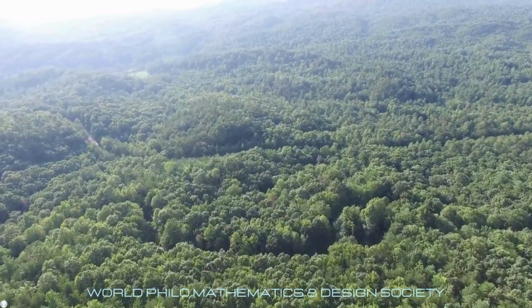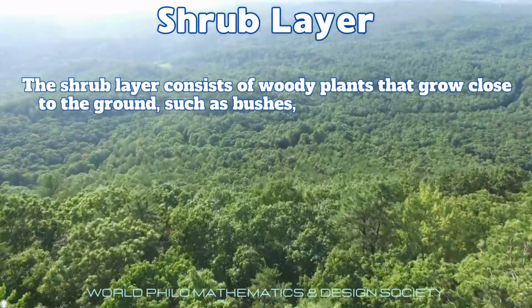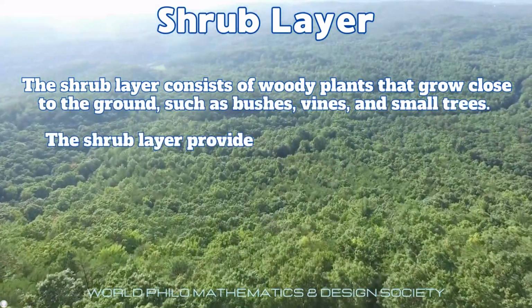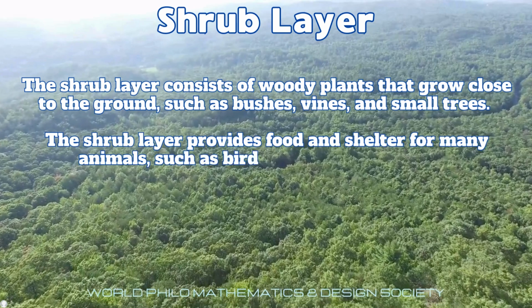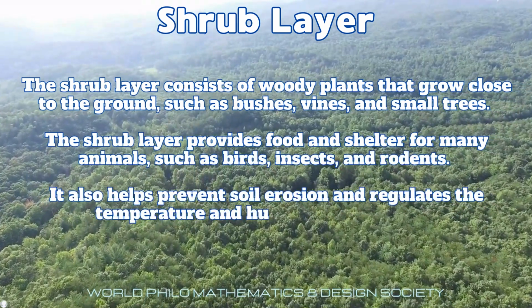The shrub layer consists of woody plants that grow close to the ground, such as bushes, vines, and small trees. The shrub layer provides food and shelter for many animals, such as birds, insects, and rodents. It also helps prevent soil erosion and regulates the temperature and humidity of the forest.